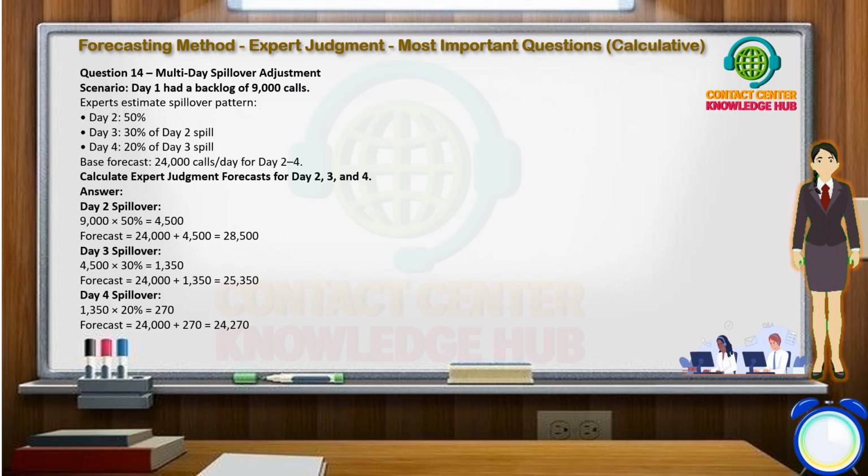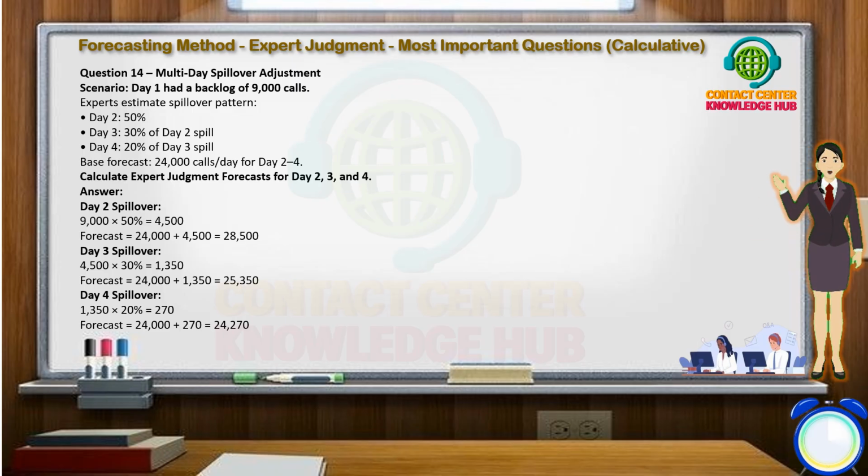Day 4 calculation. Day 4 spillover is 20% of the day 3 spillover. So, 1,350 times 0.20 is equal to 270 calls. Now add to the base forecast. 24,000 plus 270 equals 24,270 calls. So, day 4 expert judgment forecast is 24,270 calls. Let's summarize the final expert judgment forecasts.